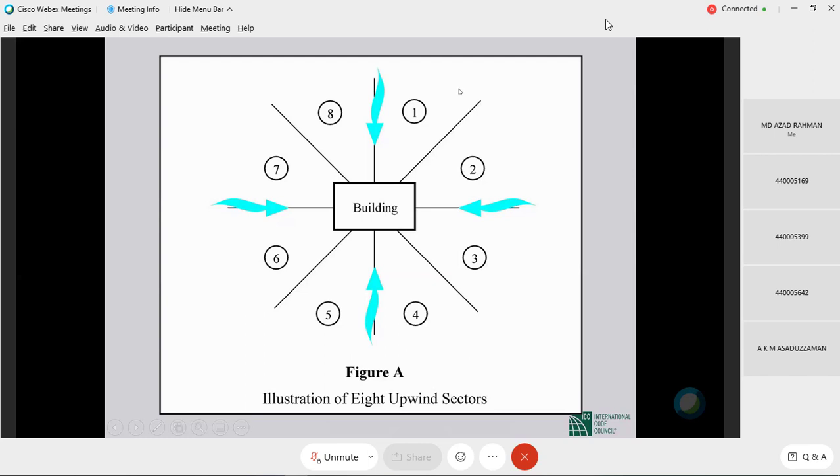You look at 45-degree segments as shown in the picture. And so these would be upwind directions. Downwind will be away from the building, upwind. So for those two segments, you look at the roughness of the ground.